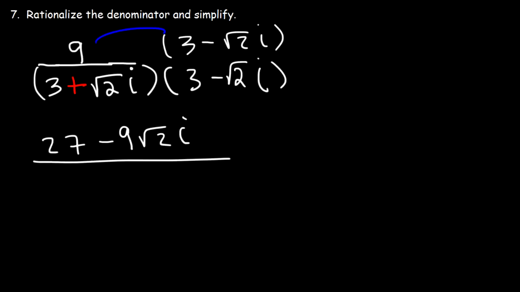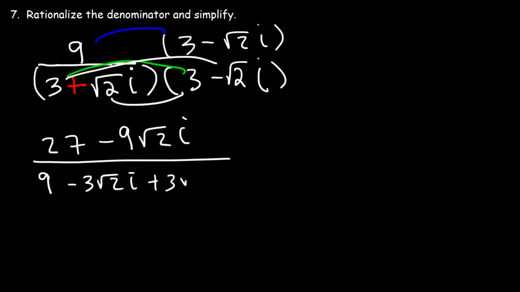On the bottom, we need to FOIL. So 3 times 3 is 9, and then we have 3 times negative root 2i, and then root 2i times 3, that's positive 3 root 2i. And then finally, root 2i times negative root 2i. The square root of 2 times the square root of 2 is 2. And we have a positive times a negative, so it's going to be a negative. And then i times i is i squared.